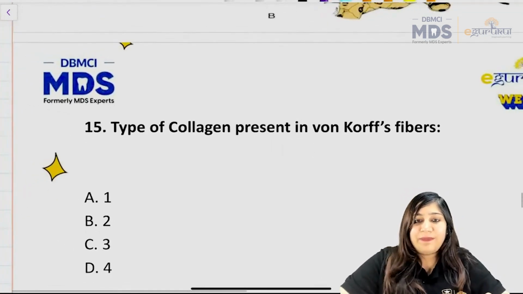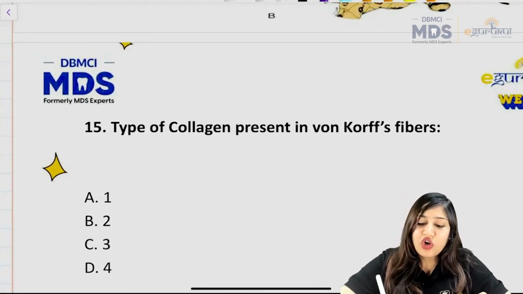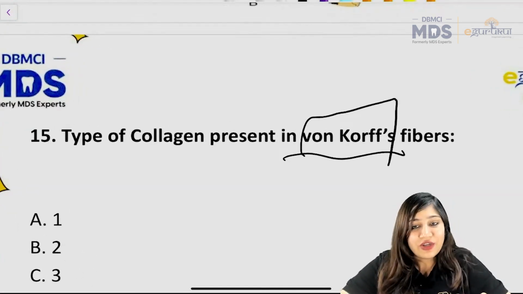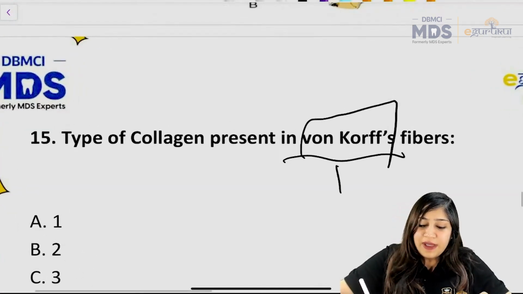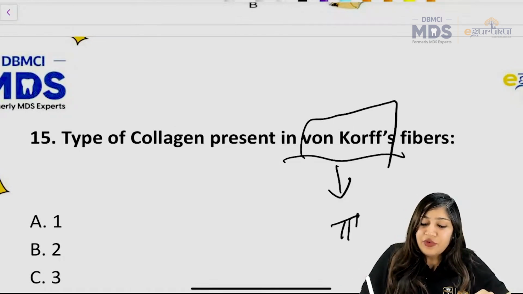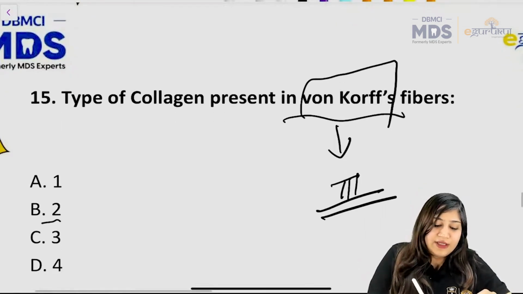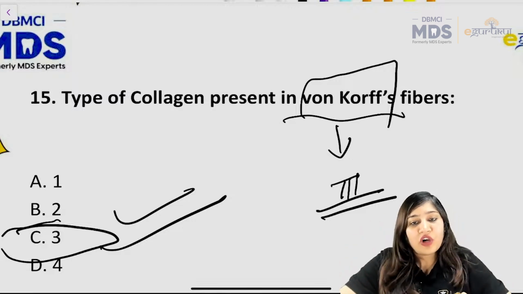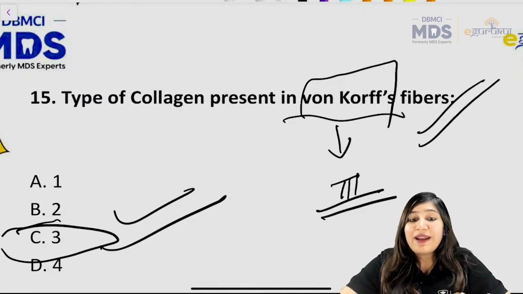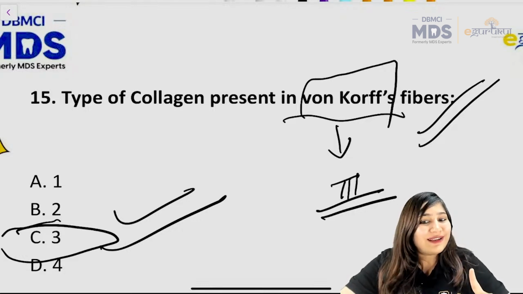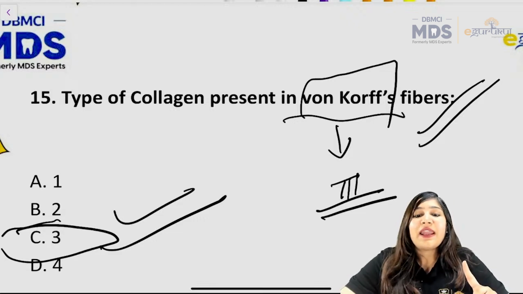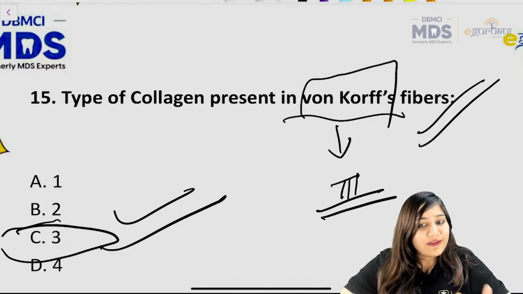Now, next question. Type of collagen present in von Korff's fibers. This von Korff's fibers we have seen in dentine topic, right? So, basically type of collagen is type 3. Type 3 collagen is present in von Korff's fibers. So, von Korff's fibers were present where? They're present in mantle dentine, the first formed dentine. These von Korff's fibers are larger diameter fibers. They can be stained with silver stain, argyrophilic fibers.